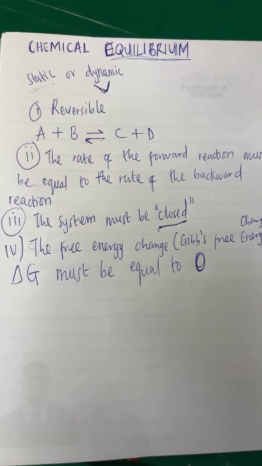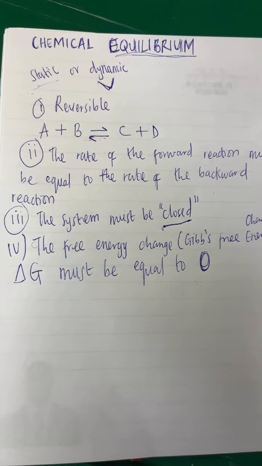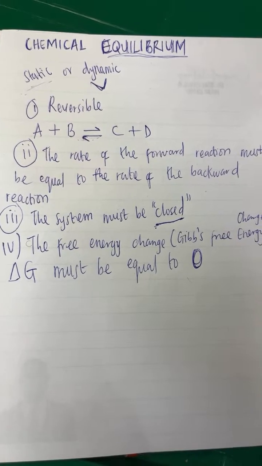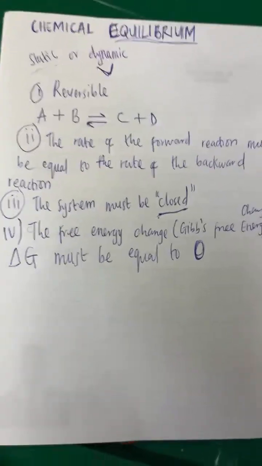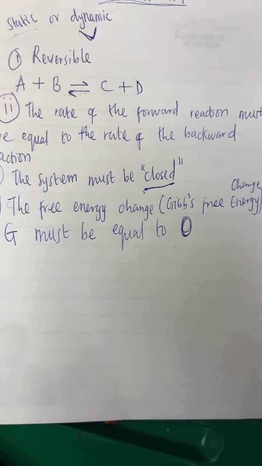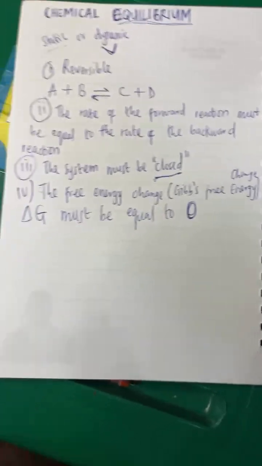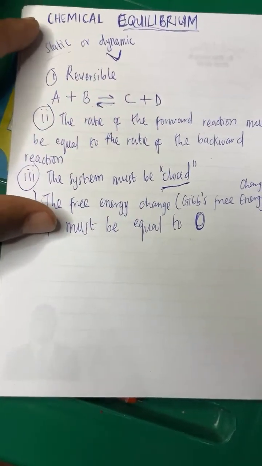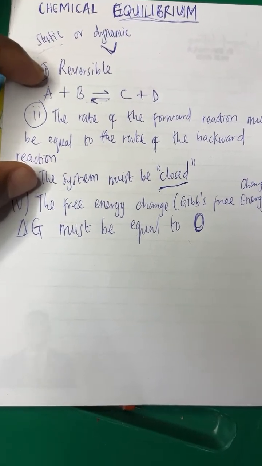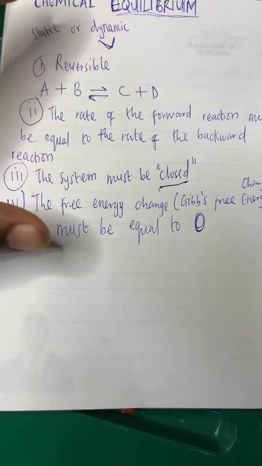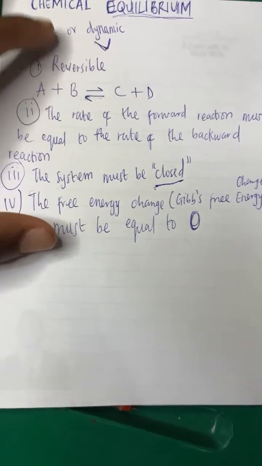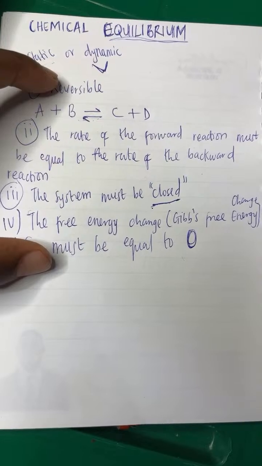Okay, 0, yeah. It is 0. The Gibbs free energy change for a reaction at equilibrium is always equal to 0, right? So these are the 4 basic laws that you need to know. If you remember these 4 basic laws, you should be able to understand when a system is in equilibrium, right?